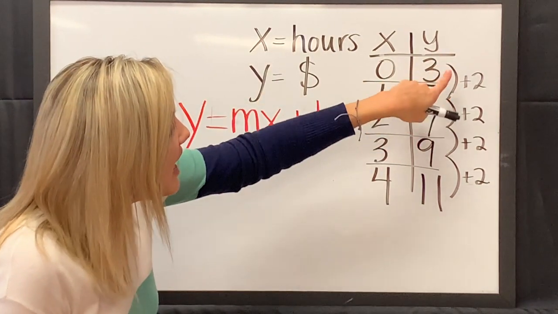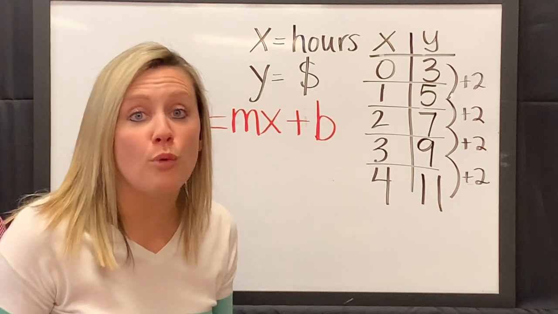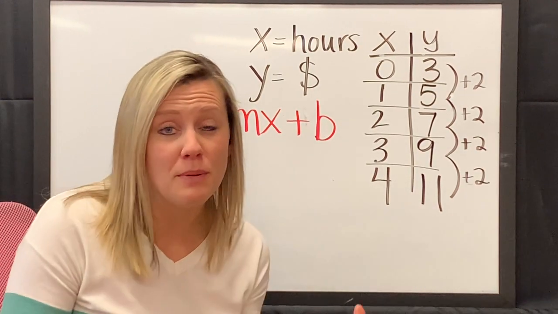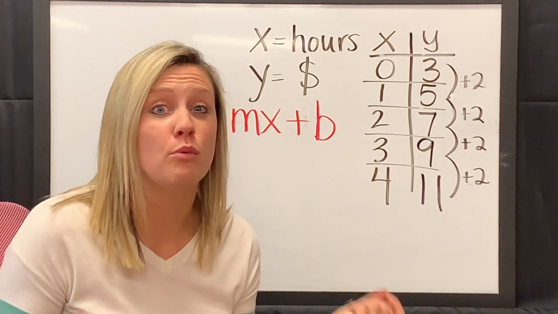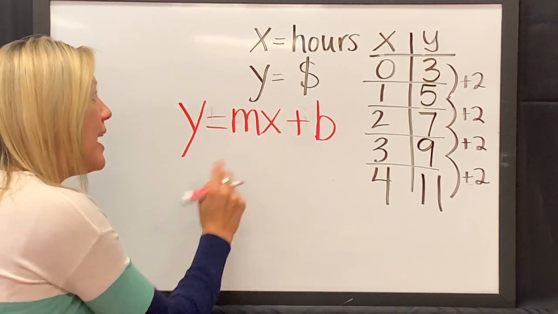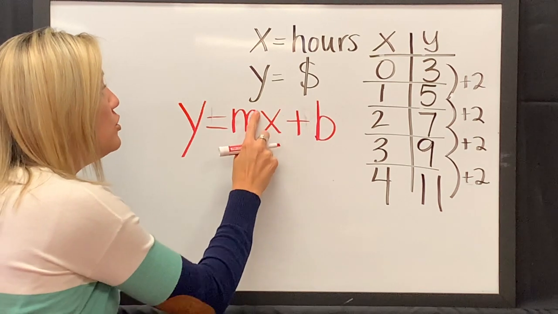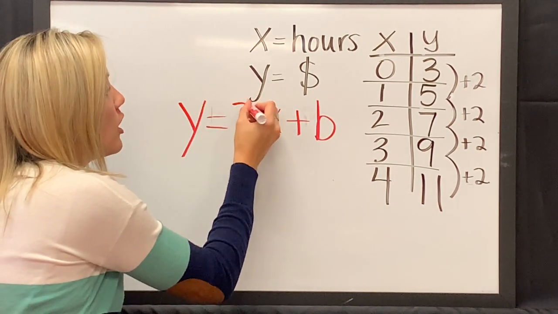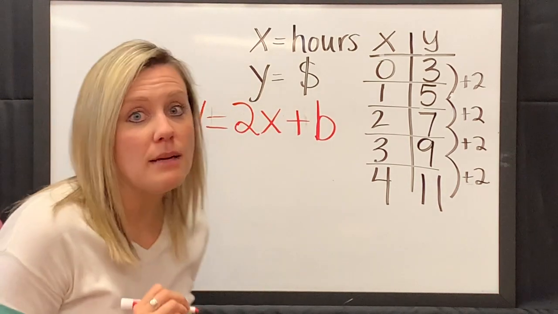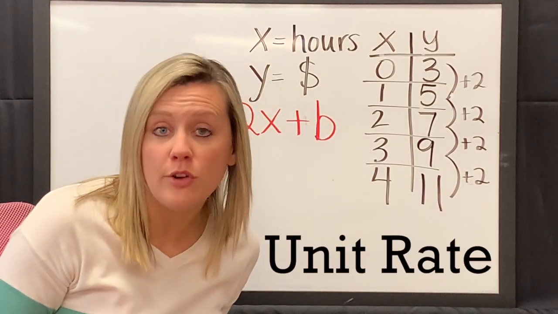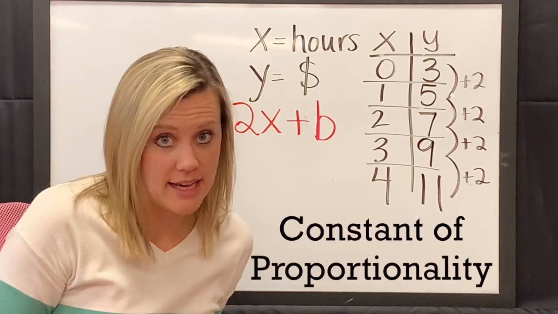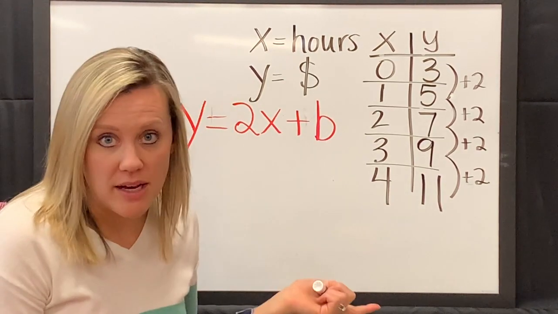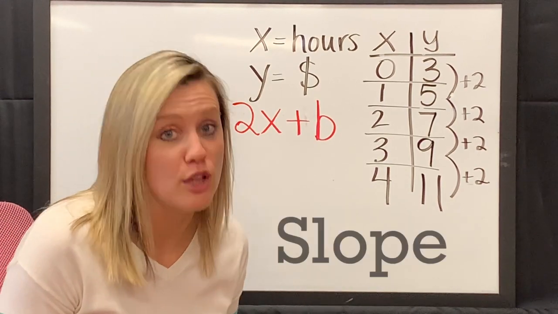Remember over here, every hour that we worked, we were growing by 2. We technically took 2 and we multiplied that by the number of hours that we worked. So instead of writing m, I am going to write 2 there. That is the amount of money we make per hour. Sometimes this is also called the unit rate or the constant of proportionality. Okay, but for right now, we're just going to call it m. Sometimes it's also called the slope.